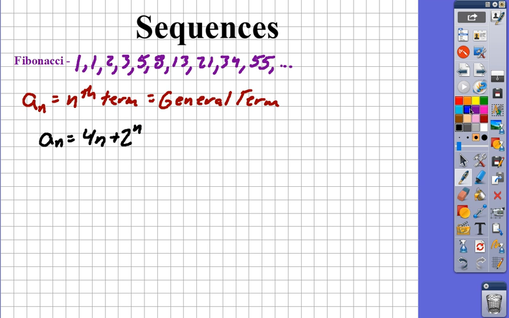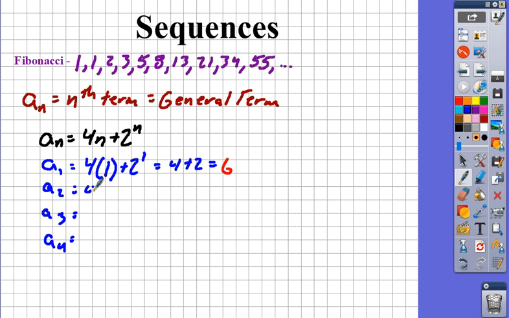What we're going to do is solve for the first 4 numbers, a sub 1, a sub 2, a sub 3, and a sub 4. For the first one, we're going to take 4 times n, and n being the first number is going to be 1, plus 2 to the first power. When we simplify that, we get 4 plus 2, which ends up equaling 6. So there's our first one.